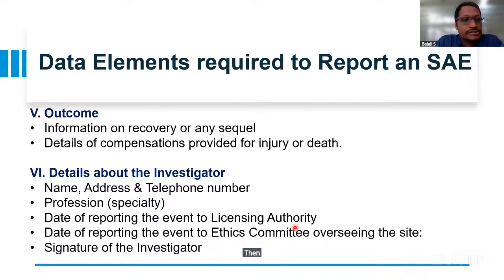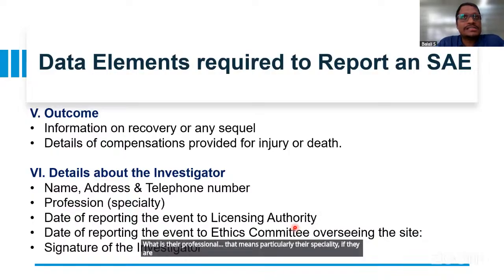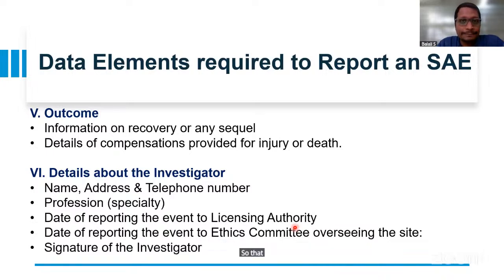Then details of the investigator. Who is the investigator? Their phone number, name, address, and their professional specialty. If they are in general medicine, that is a physician or surgeon. In case of a nephrologist, that would be a nephrologist. So that specialty has to be mentioned.